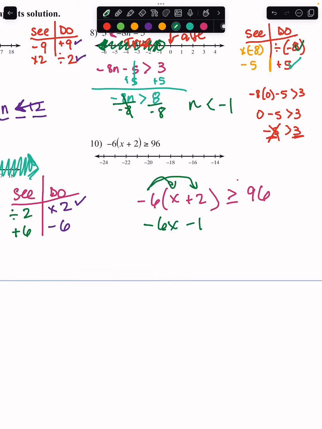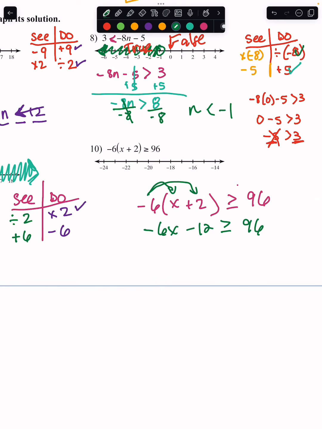Now I need to do a see-do column. I'm going to just do it down here. And I see times negative 6. And I see minus 12. Times negative 6 minus 12. Which means I'm going to end up having to divide by negative 6 at some point. And I'm going to have to add 12. So let's do that. So I need to add 12.